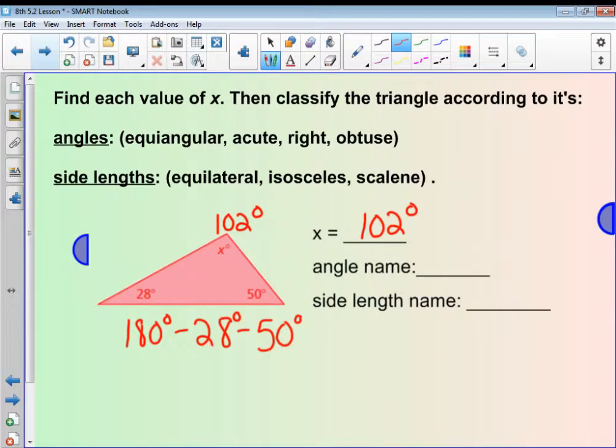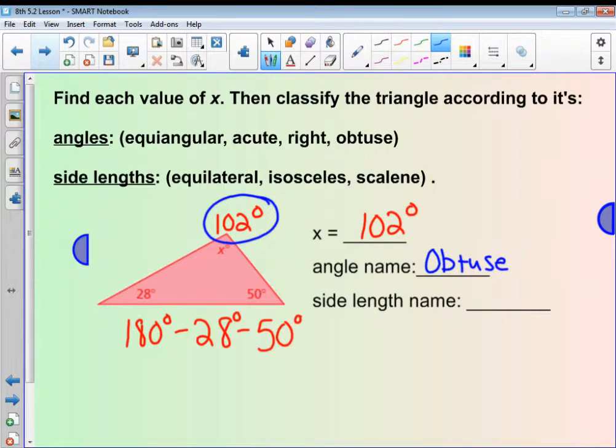Okay, so once again, the angle measure that we look at to identify the name of the triangle according to its angle is the largest angle, which is 102 degrees. So 102 would be considered what type of angle? An obtuse angle. So therefore it's considered an obtuse triangle.